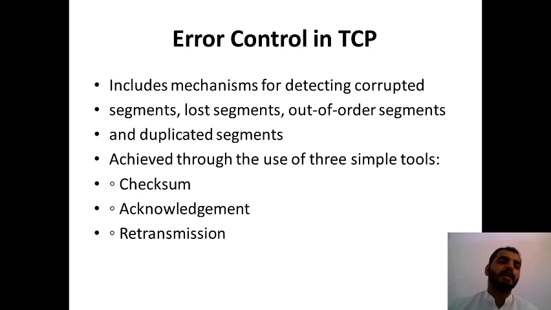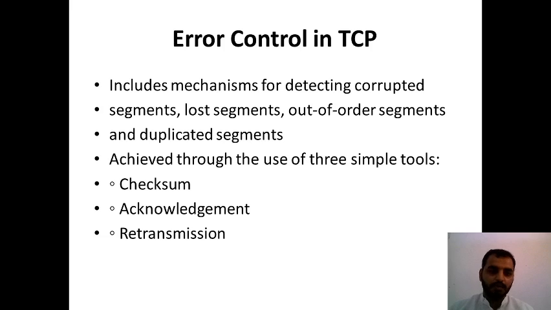Checksum, acknowledgement and retransmission. Checksum in the sense you will be adding some extra bits to that sent packet so that when the receiver is receiving that packet, he can verify with the checksum that he is receiving the correct packet. After the packets have been received correctly, you will be sending the acknowledgement. If the packets are not received in order, we will be asking for retransmission. This is what we call error control with reference to the transmission control protocol.